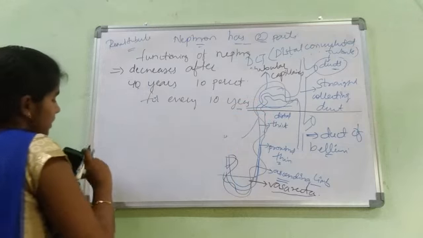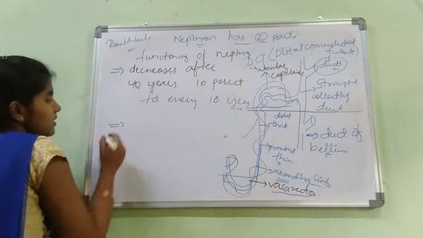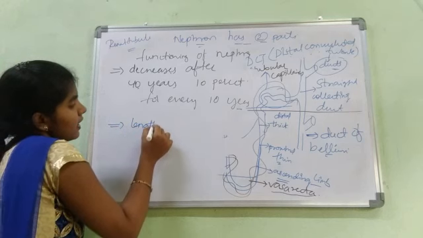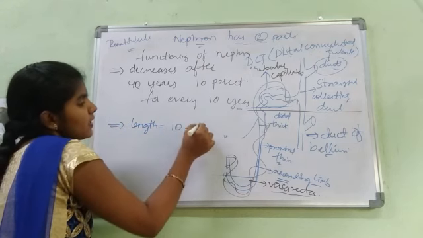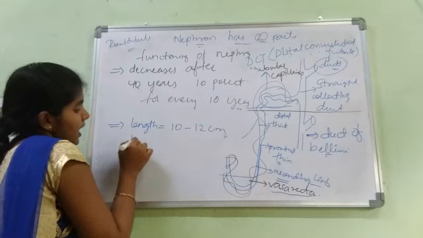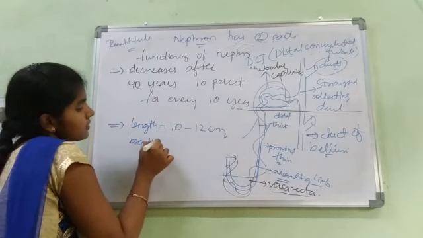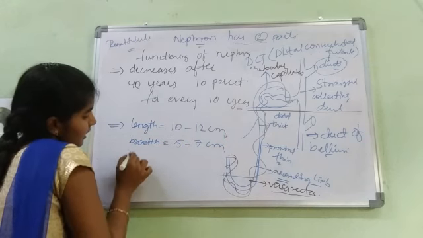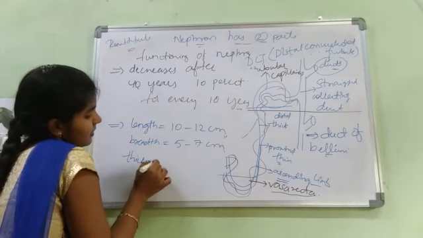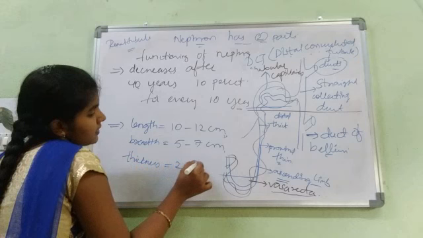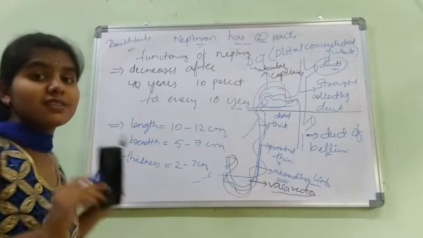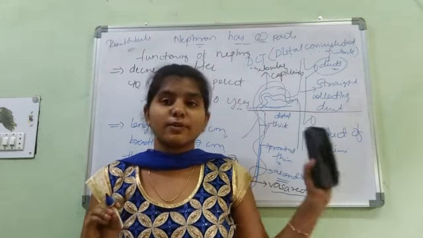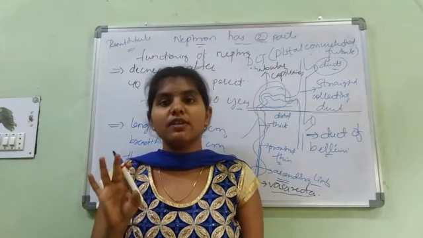Next, I forgot to tell you one thing, friends. That is the size of the kidney. The dimensions of the kidney are: length is 10 to 12 centimeters, breadth is 5 to 7 centimeters, and thickness is 2 to 3 centimeters. Note down this, friends. These notes are very important to you. I think this will be the best notes for preparing anything.